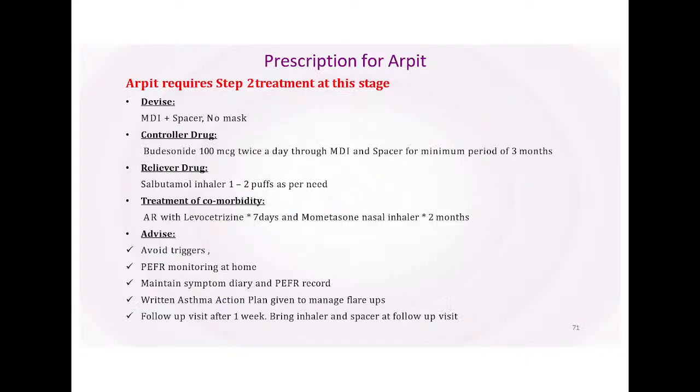So now coming to the prescription for Arpit. Arpit requires a step 2 treatment, MDI with a spacer with no mask because he is more than 5 years of age. Controller drug we have budesonide 100 microgram twice a day through MDI and a spacer for a minimum period of 3 months. Reliever drug salbutamol inhaler 1 to 2 puff as required, and treatment of comorbid condition, as Arpit was suffering from allergic rhinitis also. So we can use levocetirizine for 7 days and mometasone nasal inhaler for 2 months. So this is for treatment of comorbid condition.